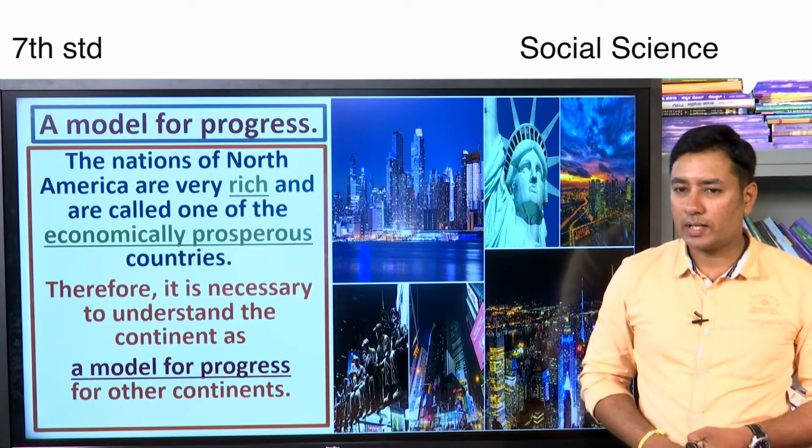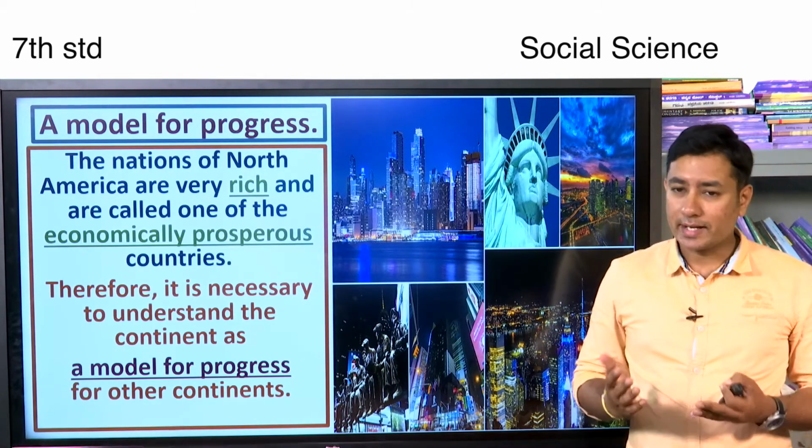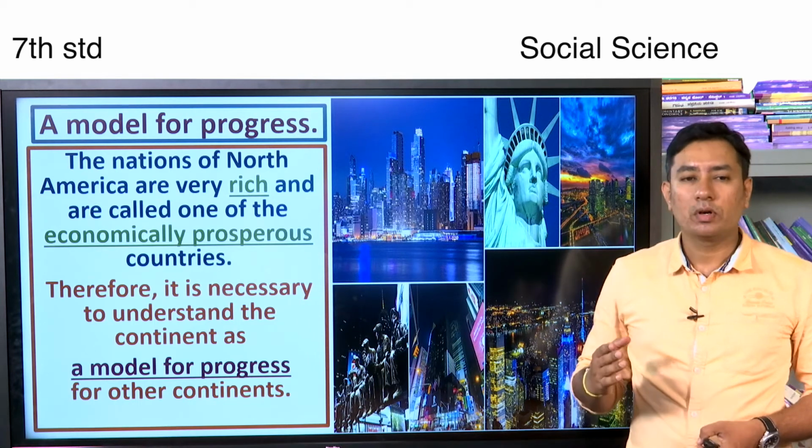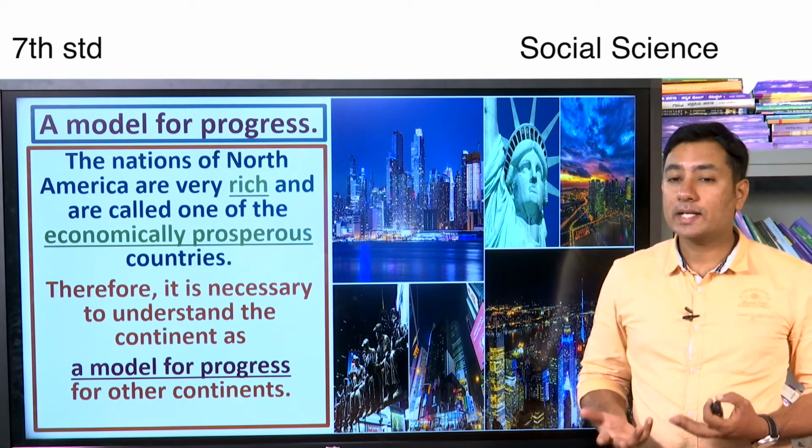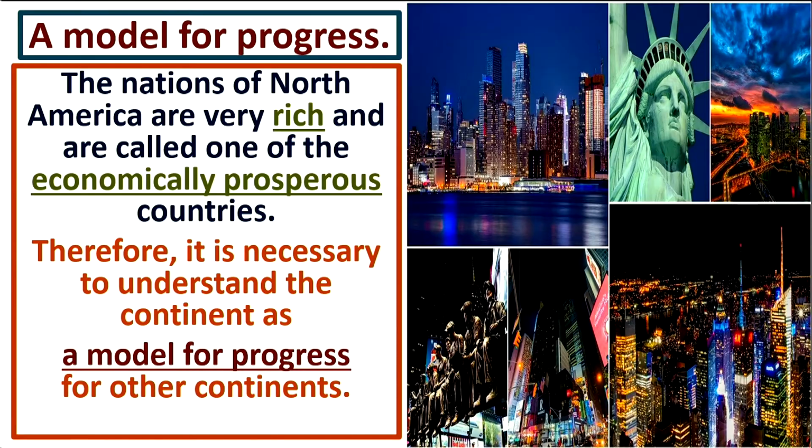In this modern world, the entire American continent itself is called a model for progress. Why is that? Because the nation of North America is very rich. Why is it very rich? That is because of economic prosperity here. We are all considering the North American continent as a model of progress.